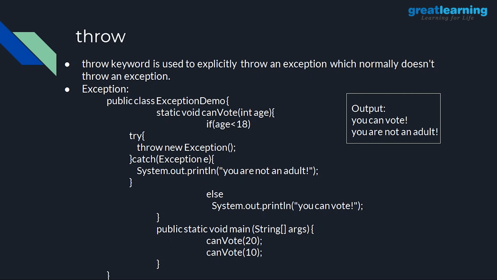Throw new exception, right? In the try block, if the age is less than 18. Okay. Now, if it's not, then there will be no exception thrown. So if you want to explicitly throw an exception, throw is the keyword we use. And how we use it? Throw new exception, right? We use the new keyword here, okay? Because we are generating an exception, right? That's how we do it.